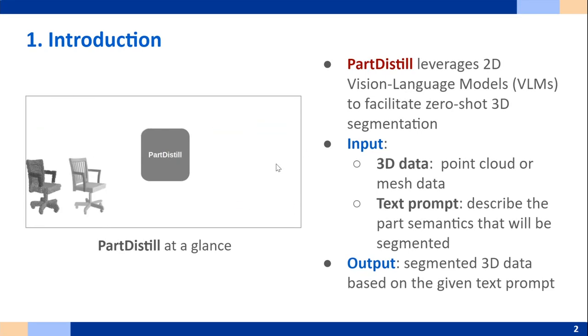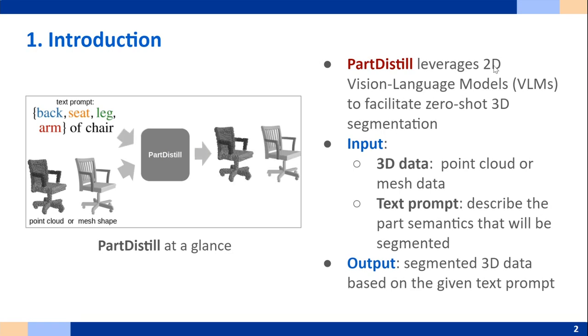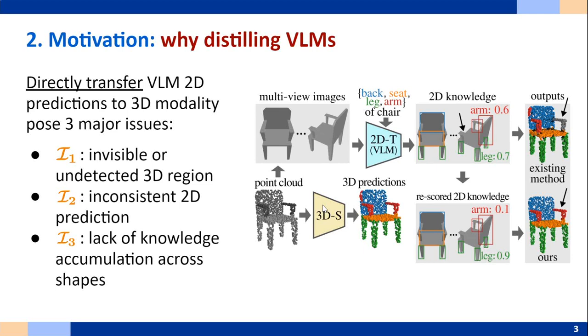To do this task, we leverage a 2D vision language model. All the existing methods that use 2D VLM for doing 3D semantic segmentation first project the shape into the corresponding multi-view images here, and they feed these images into the 2D VLM, and they get this result. They further propose a voting mechanism to aggregate these 2D predictions into the corresponding 3D segmentation here.